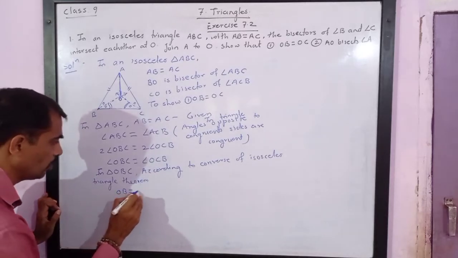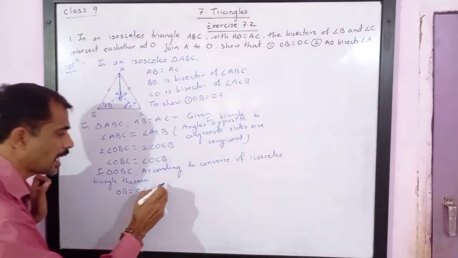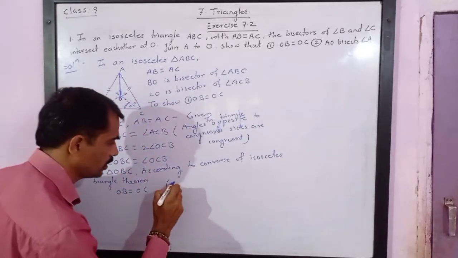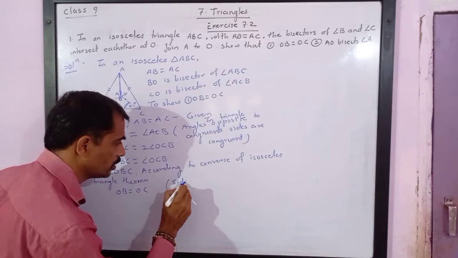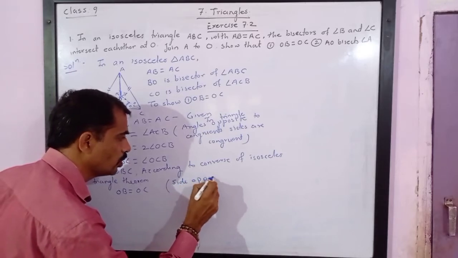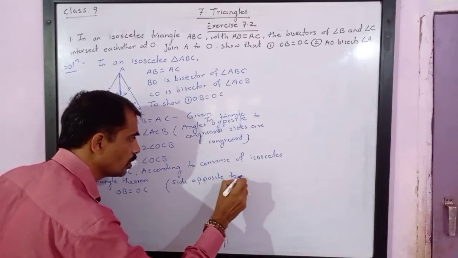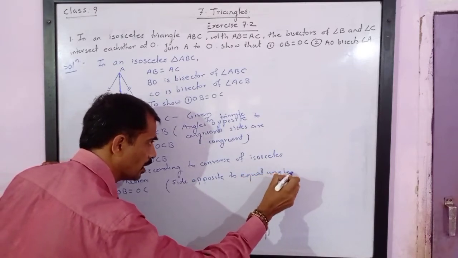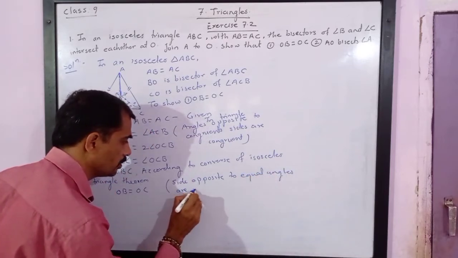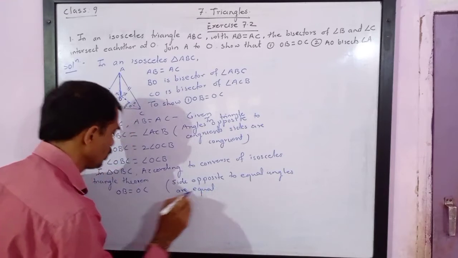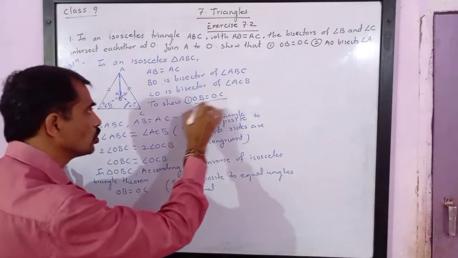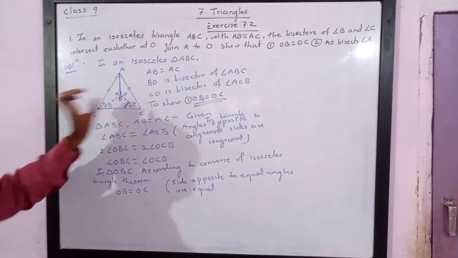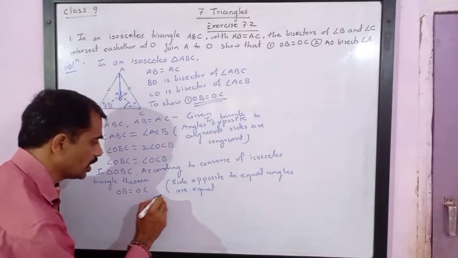Or you can say sides opposite to congruent angles are congruent. Sides opposite to equal angles are equal. So this was asked for us to show, OB is equal to OC. So we have got OB is equal to OC. Let us give this equation number 1.